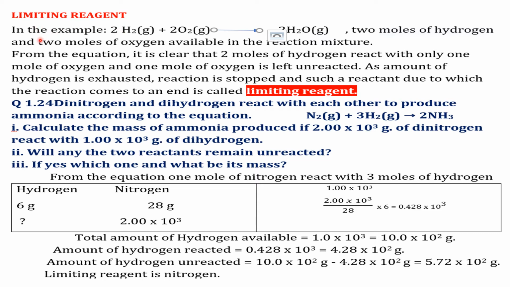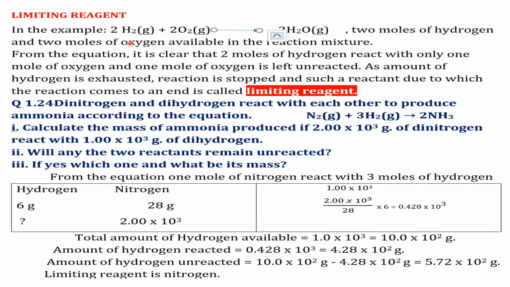Limiting reagent. In the example of 2 H2 plus O2 gives 2 H2O, from the experiments, it is understood that 2 moles of hydrogen combine with 1 mole of oxygen and we get water. In the equation, it is given that 2 moles of hydrogen and 2 moles of oxygen are kept in the reaction mixture. But as per the experiment, 2 moles of hydrogen combine with only 1 mole of oxygen.